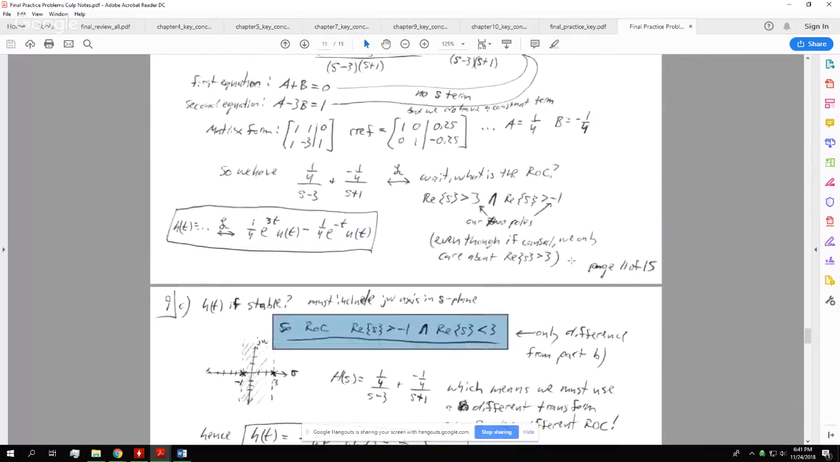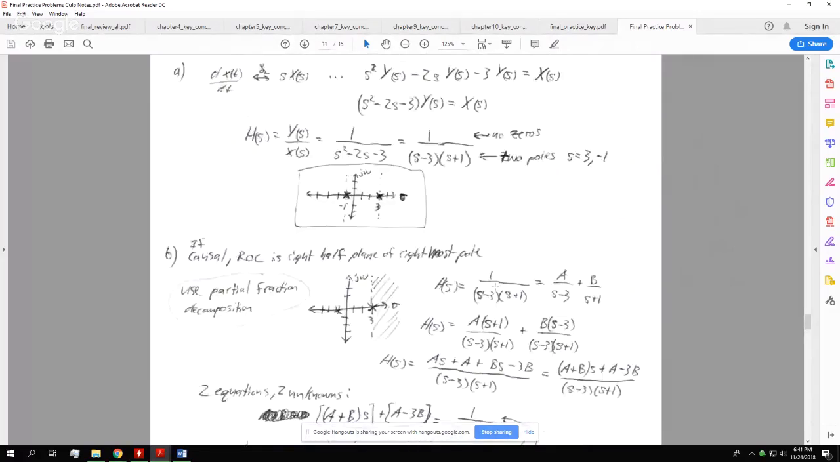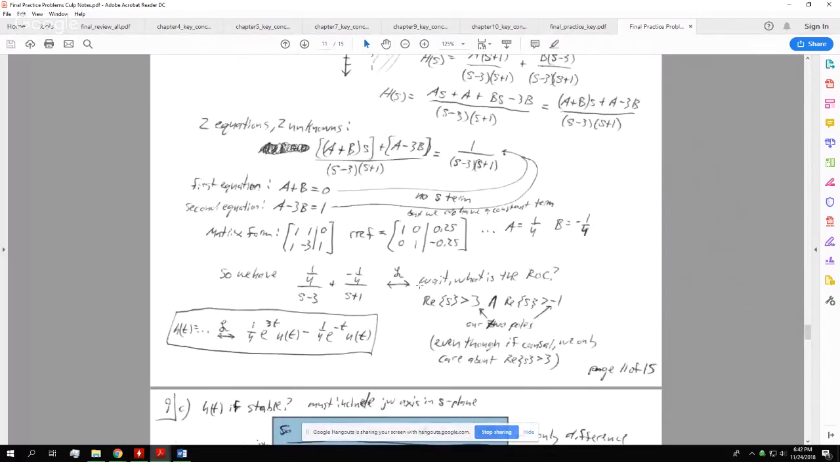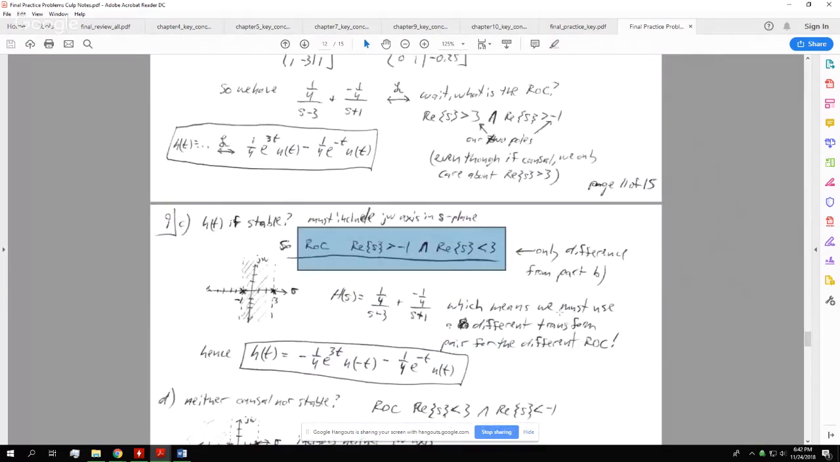So compare this to, well, I didn't write it explicitly here, I just drew it. But yeah, oh yeah, I did write it. I wrote it right here. So you need to compare this to this. They look different, don't they? And what that translates into is that we're going to use a different transform pair on our transform pair table than we did in part B. And that's the only difference.